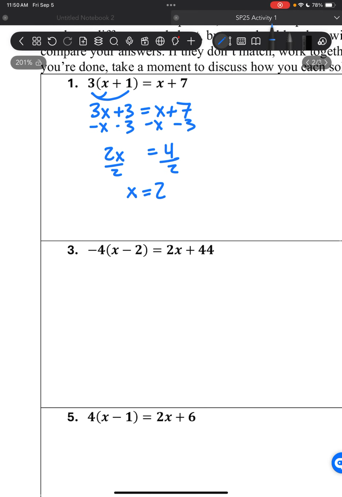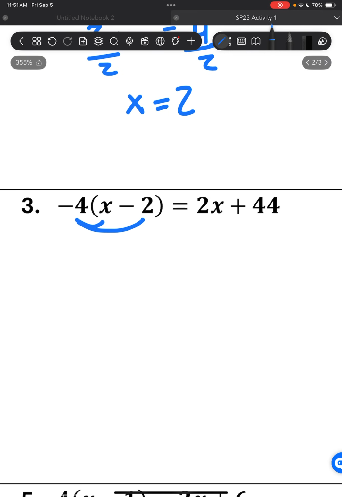Alright, number 3. So we got some negatives happening, so we got to be careful here. So I mentioned in the other video, this is a trick I do, just these kind of lines to make sure I am distributing correctly. It's okay to do it. It's a good way to just make sure, especially when negatives get involved, to make sure you don't have to go back because you missed a couple negatives.